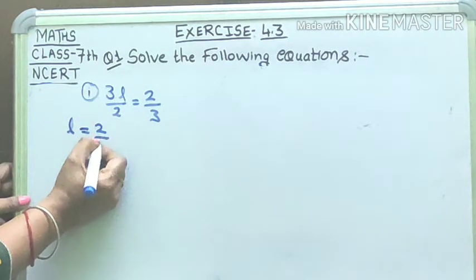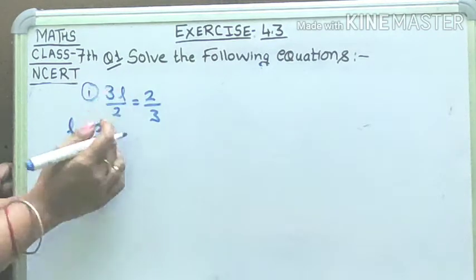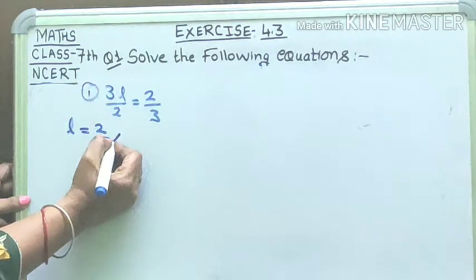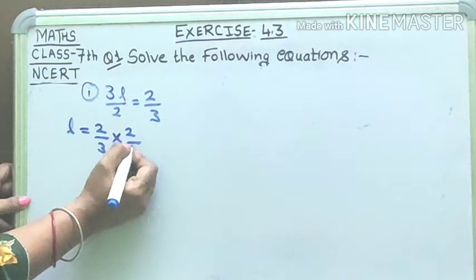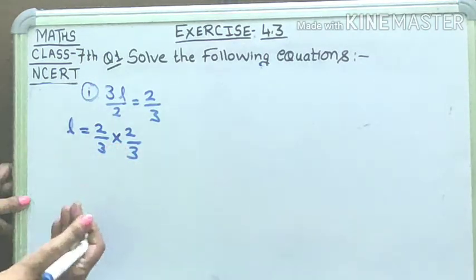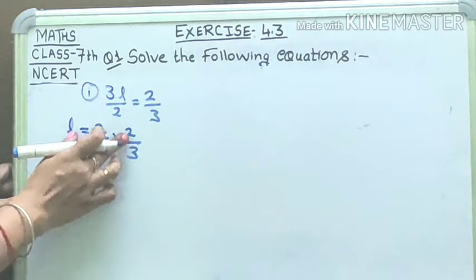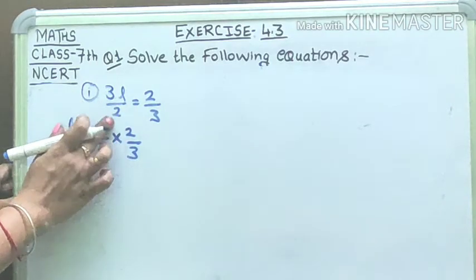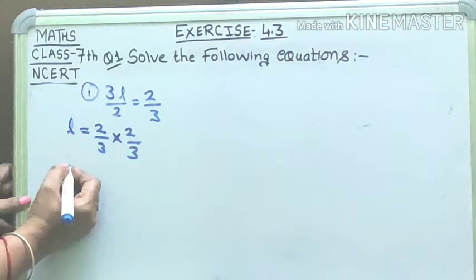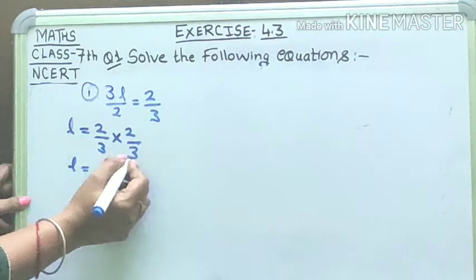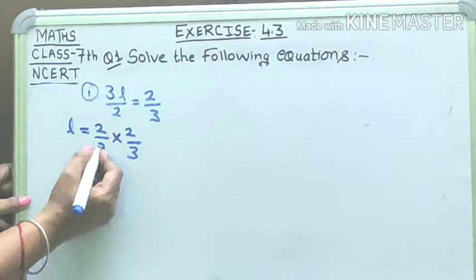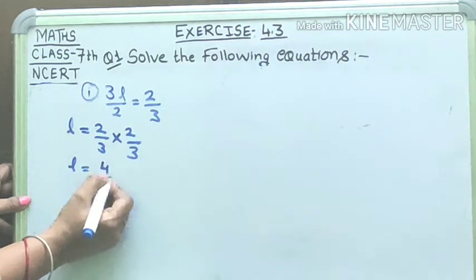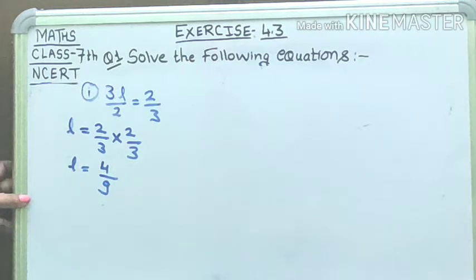2 upon 3 is already given, and अगर हम इसको एक साथ remove करेंगे 3 upon 2, what will it become? It will become 2 upon 3. Okay, एक साथ हम इसको remove करें. 3 upon 2 is given, so it will be written as 2 upon 3. Now L, if it is cancelling here, you can cancel it. Otherwise, simply multiply it. 2 2s are 4 and 3 3s are 9. L equal to 4 upon 9 is the answer.